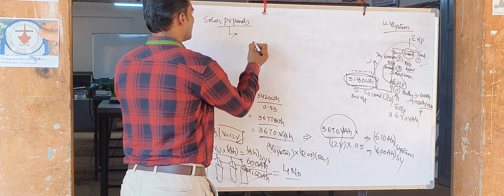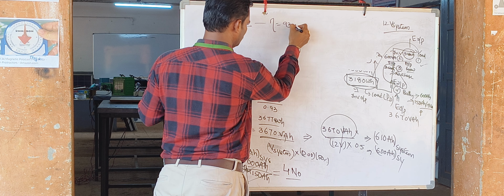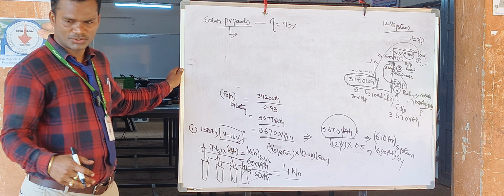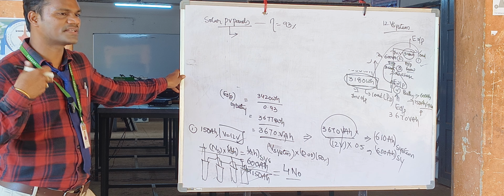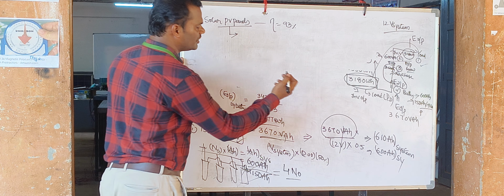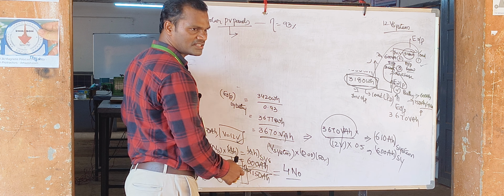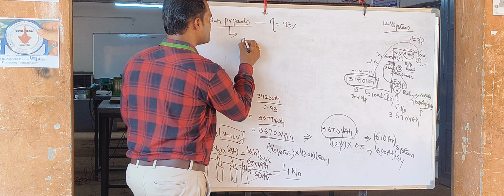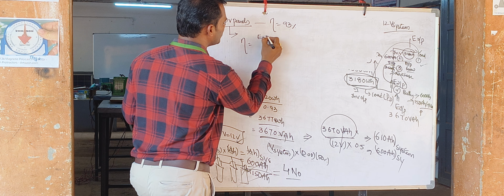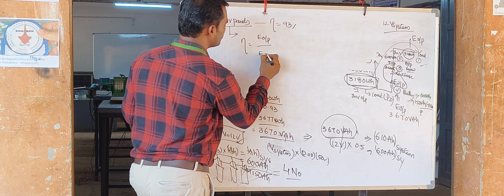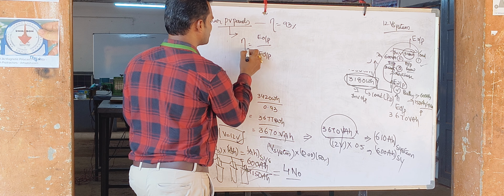Okay, so let us take the solar system, and this is giving an efficiency of some 93 percent. Don't fix it at 93 all the time. Depending upon the type of equipment you purchase from the market, it may change. Now the output energy you have to supply is 3670. What is the efficiency formula? Efficiency is equal to output energy divided by input energy, or you can multiply by 100 to express it in percentage.